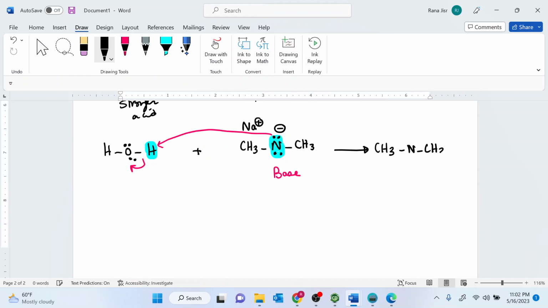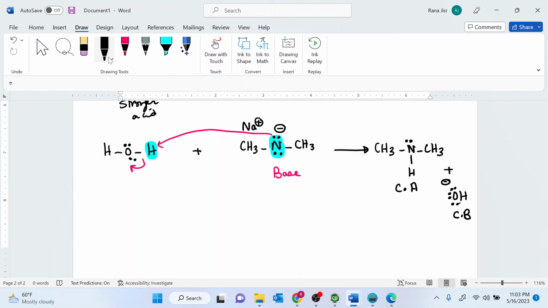So this is going to be my CH3, this is going to be my hydrogen in there, and this is going to be my conjugate acid. Plus, the OH minus is going to leave, and that is going to be a negative charge. Then this is going to be my conjugate base.